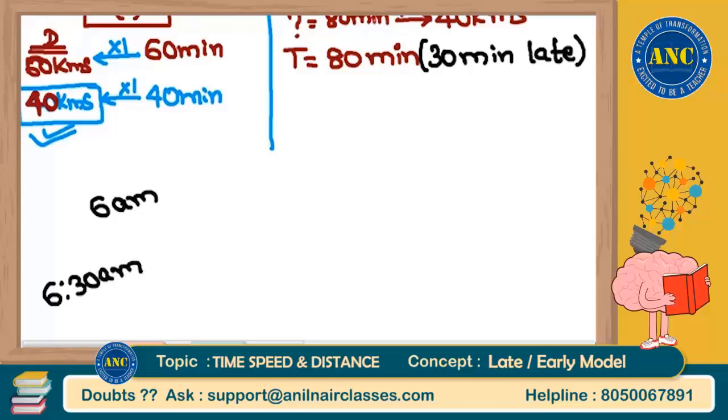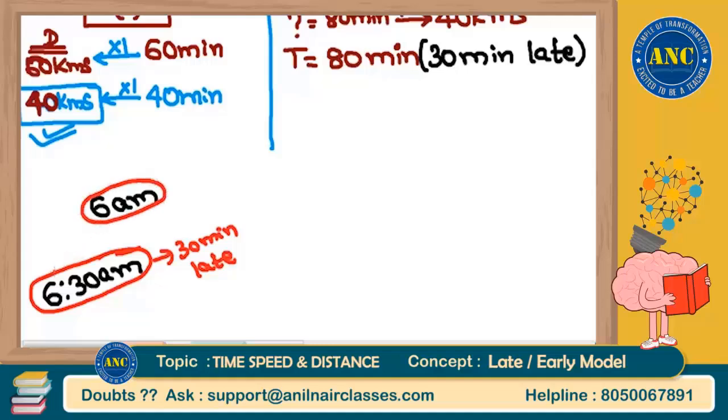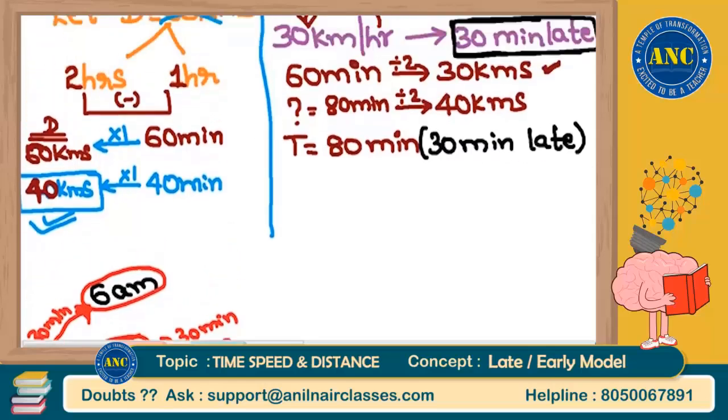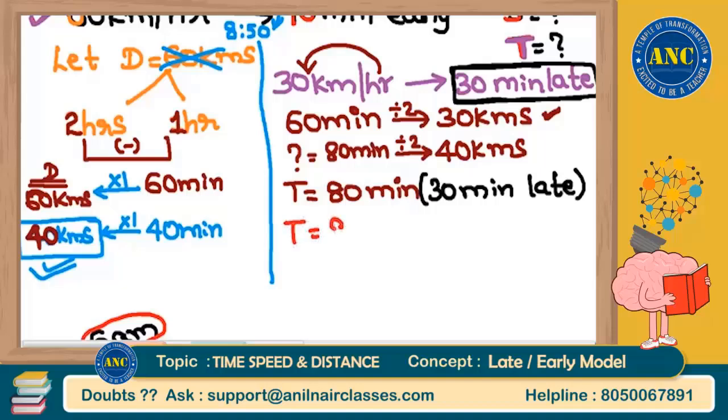If you join the class at 6:30 a.m., I will tell you the statement that you are 30 minutes late. That means, if you want to join the class exactly on time, which is 6 o'clock, you should have been 30 minutes before 6:30, or in other words, 6:30 minus 30 minutes will be the exact start time. Here also, time will be equal to 80 minus 30 minutes. 80 minus 30 is 50 minutes.